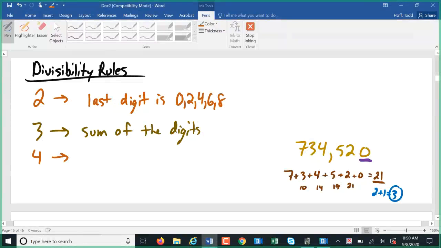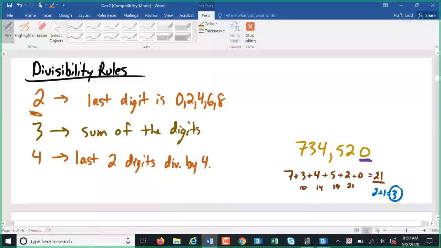Now, how to tell if something's divisible by 4. This rule is a little bit trickier. I'm going to put it out there, but it's one that I don't actually use. Because if something's divisible by 4, if I divide by 2 twice, I've divided by 4. So I just use the one for 2, and I don't even try to worry about 4. But the divisibility rule for 4 is if the last 2 digits are divisible by 4, then the whole number is.